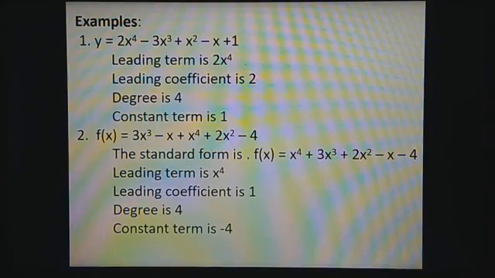So you can also determine the following values even if you did not arrange this in descending order or didn't write this in standard form. So just analyze each term. So the leading term is the term with the highest exponent, the leading coefficient can be found in the leading term, the numerical coefficient, the degree is the highest exponent, and the constant term is the term without any variable. Next.